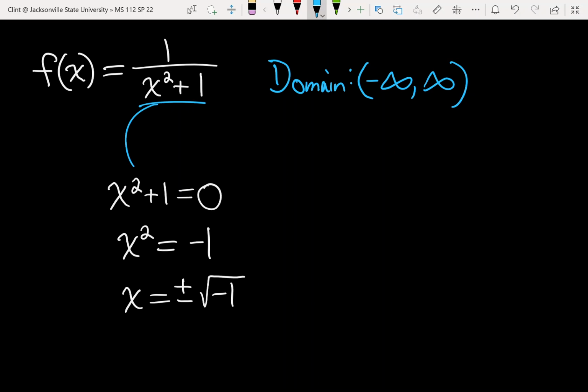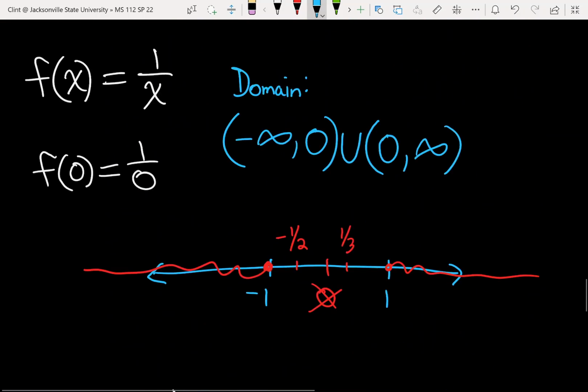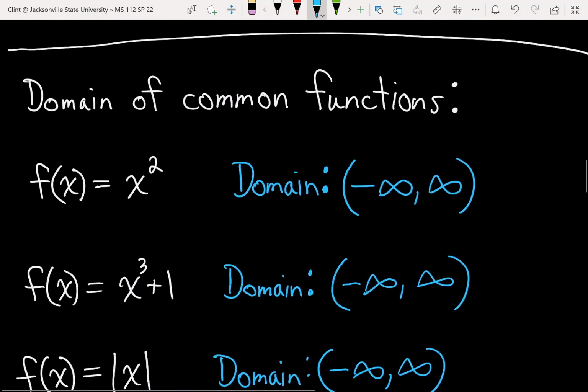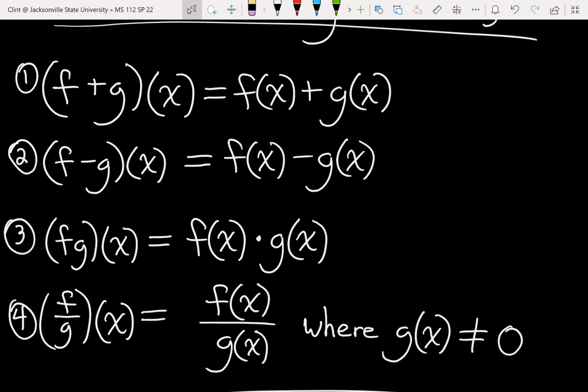Now we can go back and talk about how to figure out the domain when we add two functions or subtract two functions or multiply or divide. Okay. Let's go back to our first set of notes here. So if we're adding two functions together, the domain of our new function is going to be any x value that's in the domain of both of the functions that we're using to make our new function.